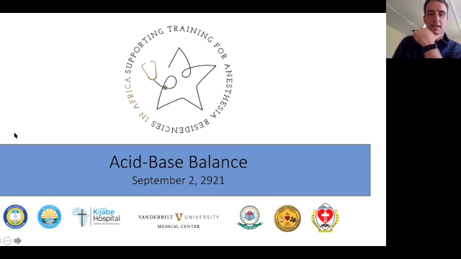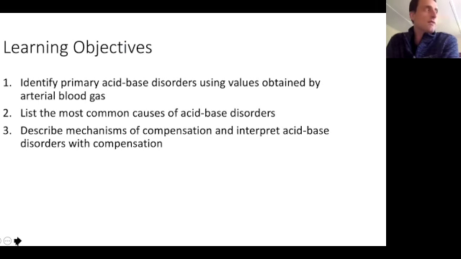So our topic today is acid-base balance. Here are the learning objectives that we will review. Number one, to identify primary acid-base disorders using values obtained by arterial blood gas. To list the most common causes of acid-base disorders. And then finally describe mechanisms of compensation and interpret acid-base disorders with compensation. And you'll see that in these slides as well as the case discussion that we'll review at the end.